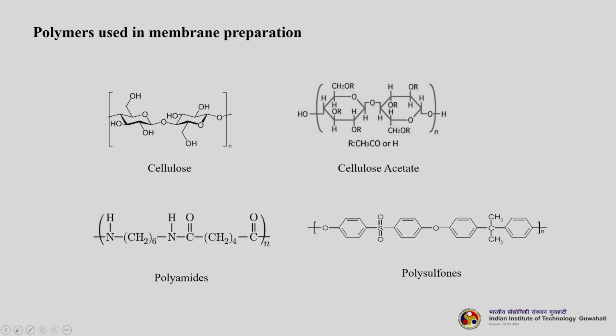Cellulose, we have cellulose acetate. Cellulose is the most abundantly available material on earth, from plant sources basically. Then cellulose acetate is developed from cellulose by a triacetylation reaction.